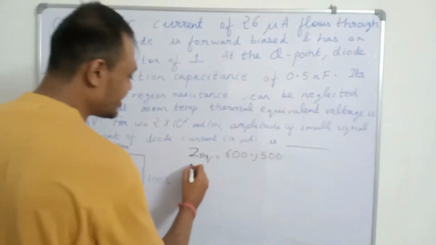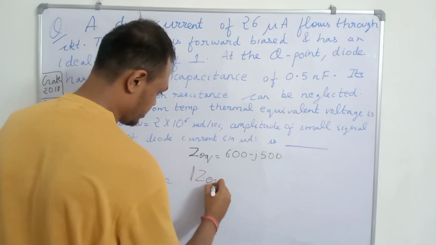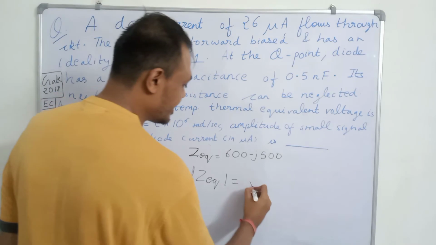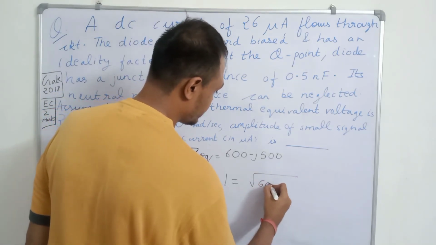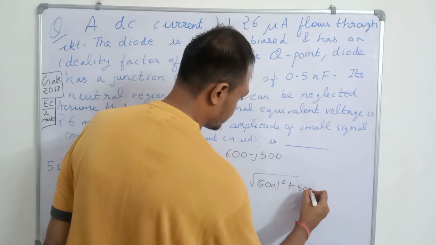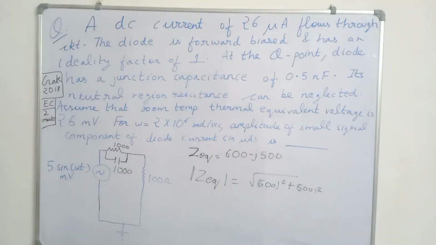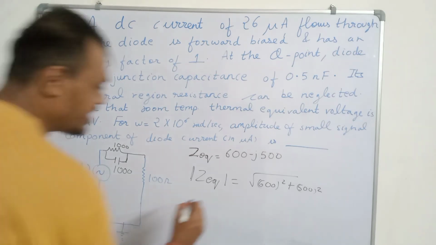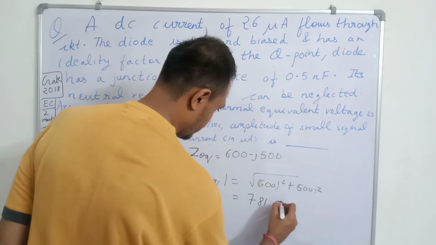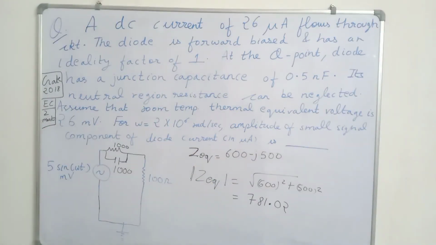So if we find the mod of Z equivalent, then it will be equal to under root of 600 square plus 500 square. So mod of Z equivalent will be equal to 781.02.